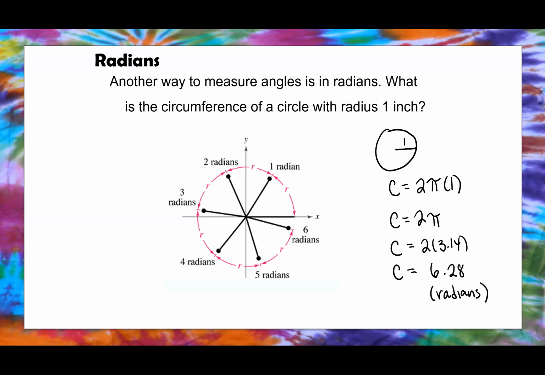What does that mean on the circle here, the unit circle? It means 1 radian comes to about here because we have 6.28 radians that go all the way around the circle. So that's approximately 1 radian right there.